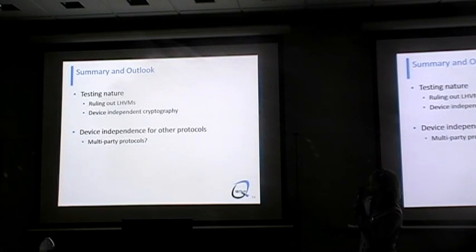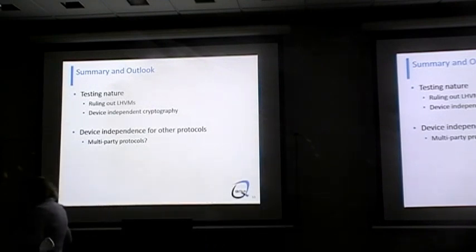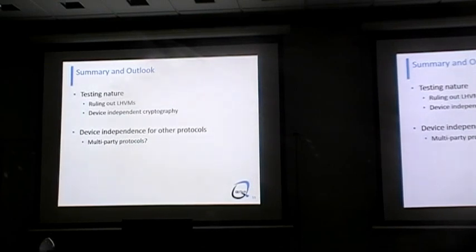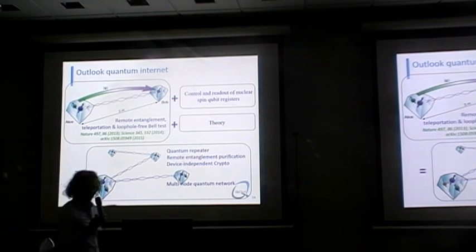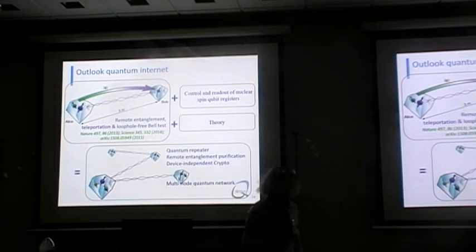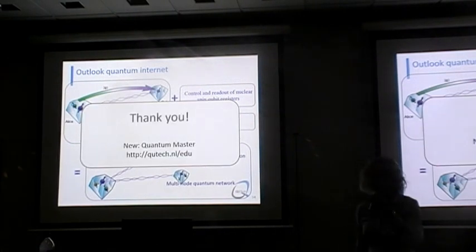Okay, so we've tested nature, we've ruled out these local hidden variable models. Of course, the question is, can we do device independent for other protocols? For example, multi-party protocols. But I think I've just tried to convince you that it would be very nice to see device independence be applied much more generally to properties about nature we want to learn. So this concludes, I guess, what we're up to right now. If you're interested in these experimental efforts, we're quite interested in quantum internets recently, quantum repeaters, and this I want to conclude.